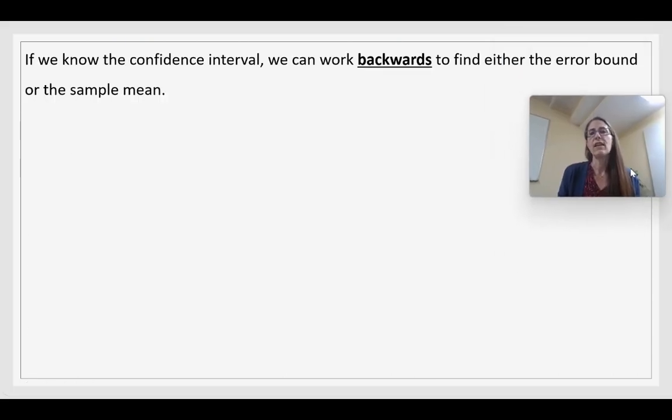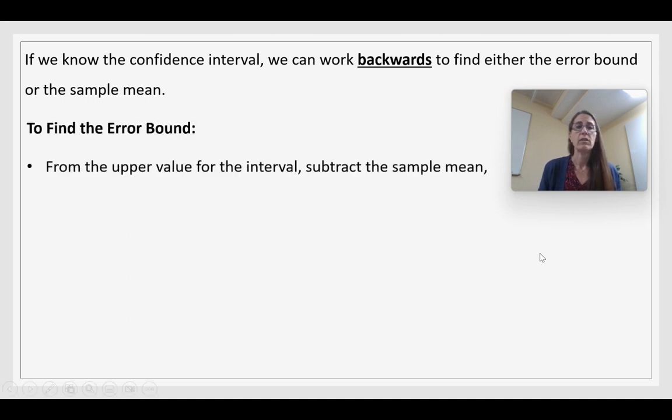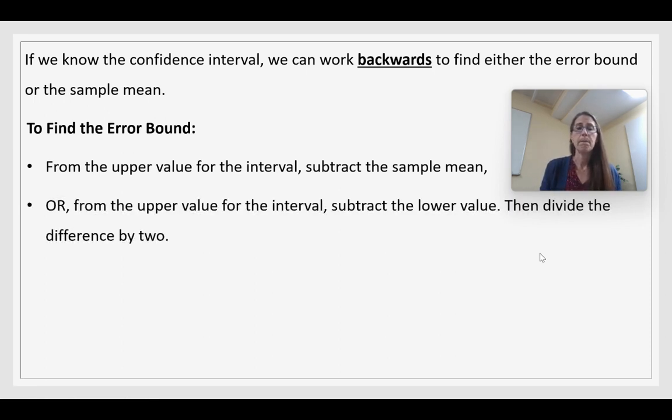So if we know the confidence level, we can work backwards to find either the error bound or the sample mean. To find the error bound, from the upper value of our interval, we can subtract the sample mean. Or from the upper value of the interval, subtract the lower value. So big minus small, divide that by 2. Either one of those are ways to find the error bound.